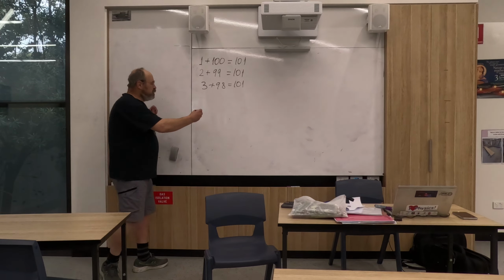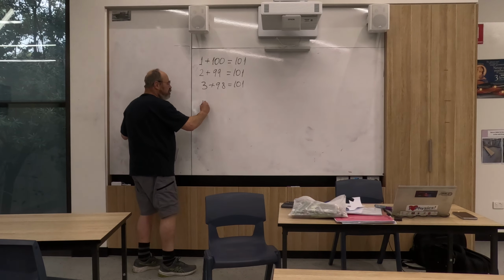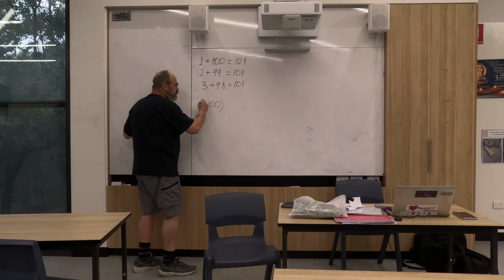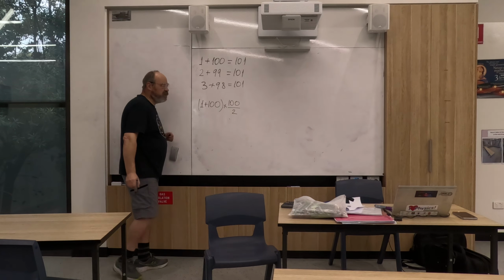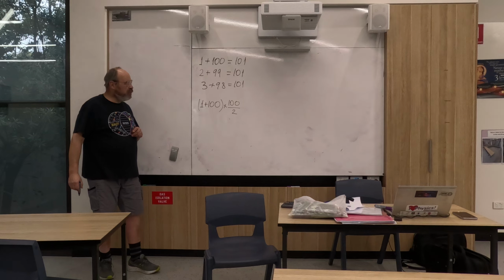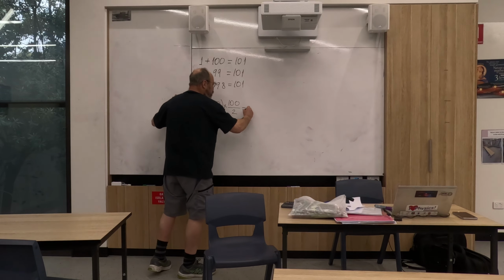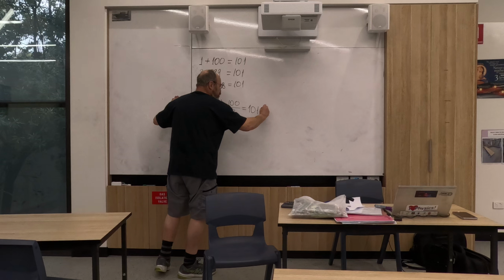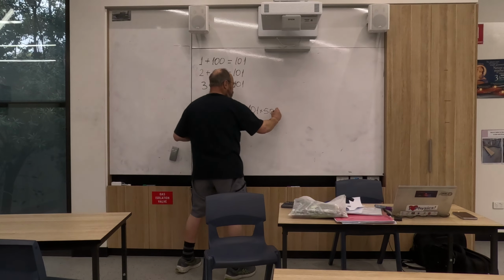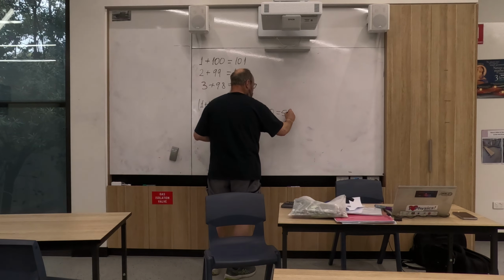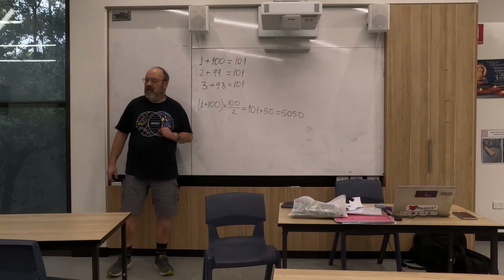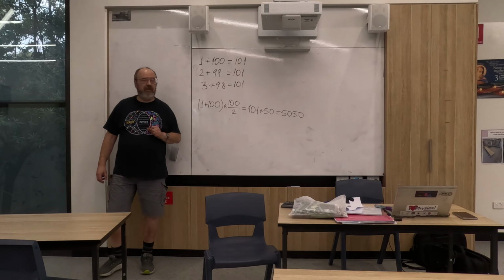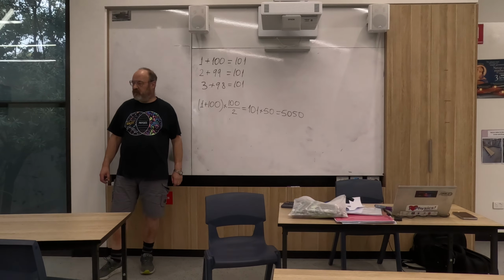50. So we can just do 1 plus 100, first plus last, times 100 divided by 2 pairs, 50 pairs. So that will be 101 times 50, which equals 5050. So the sum of the first 100 natural numbers is 5050.